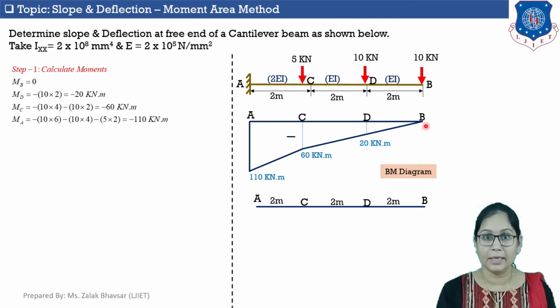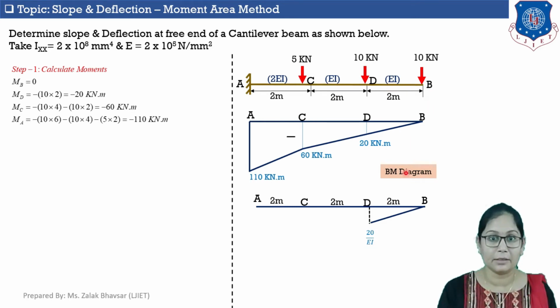Now, at point B, moment is 0. So, M upon EI will also be 0. Now, at point D, moment is 20 kilonewton into meter. So, M upon EI will be 20 upon EI. Now, in between point B and D, there is no load. So, line will be straight inclined.